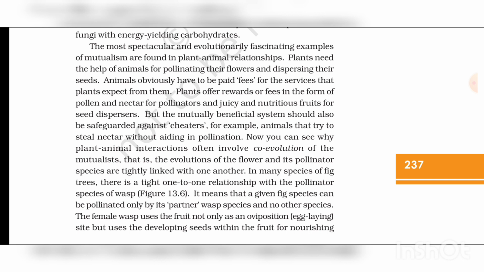But the mutually beneficial system should also be safeguarded against cheaters. For example, animals that try to steal nectar without adding to pollination. Now you can see why plant-animal interactions often involve coevolution of the mutualists. That is, evolution of the flower and its pollinator species are tightly linked with one another. In many species of fig trees, there is a tight one-to-one relationship with the pollinator species of wasp. It means that a given fig species can be pollinated only by its partner wasp species and no other species.